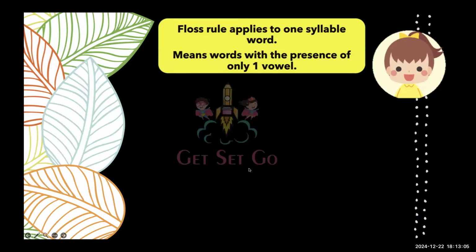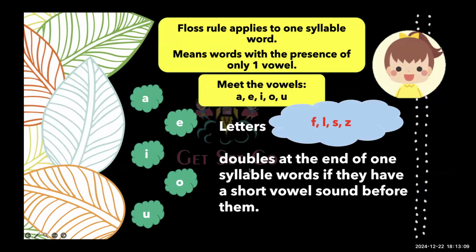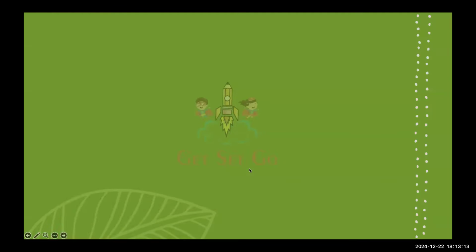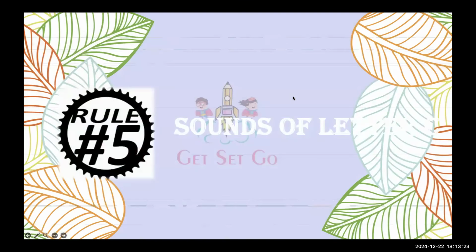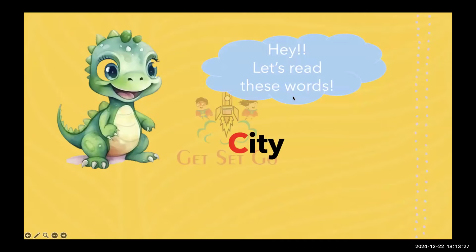Then what is the floss rule? The floss rule applies to one syllable words where A, E, I, O, U makes the short sound. So there is an explanation page, then more words to practice with pictures. Then don't forget about these spelling rule breaker words. So these are called rule breaker words. Okay, so we have also put these in between. Then different characters: sometimes you'll see a dino, sometimes it'll be a fairy.